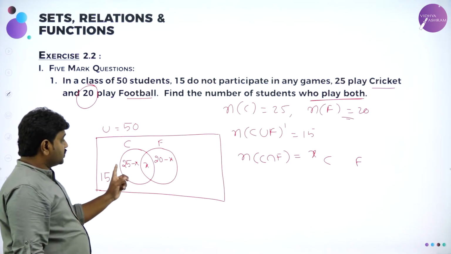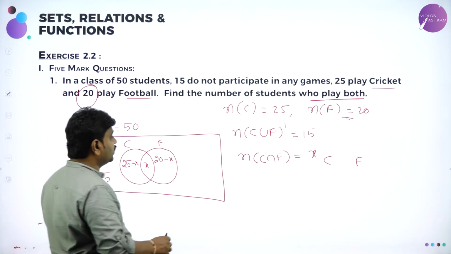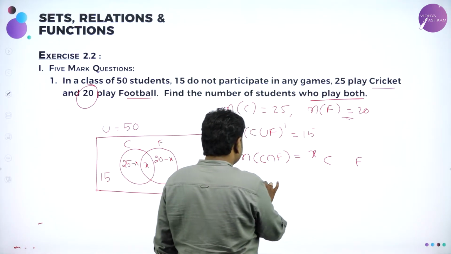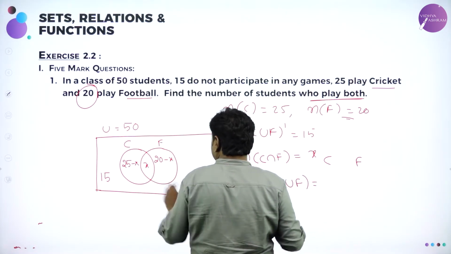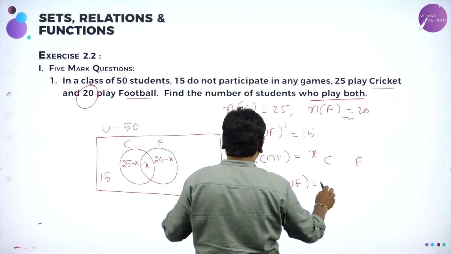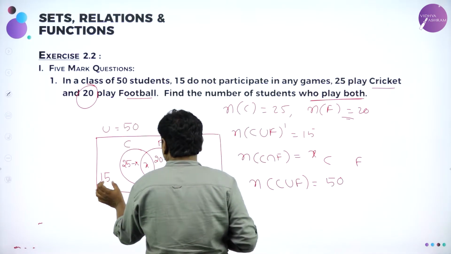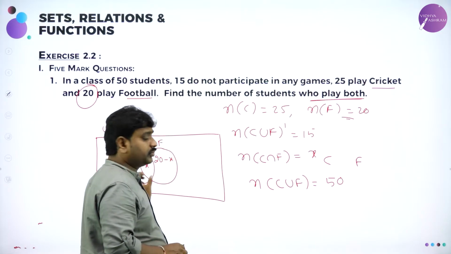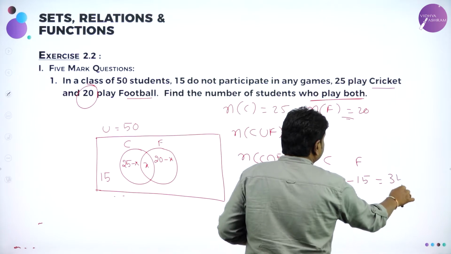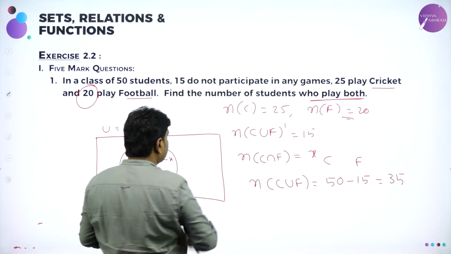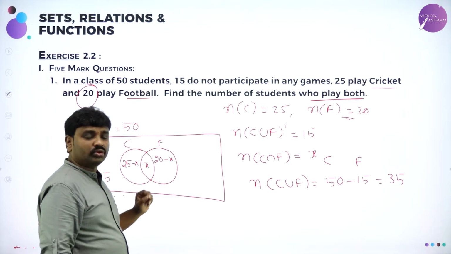Now, sum of all these things, see here, both put together, how many are there? C union F, means these two put together. How many are there? Out of 50 students, those who are present outside, you remove them. This will not play anything. 15, that will give you 35. 35 is the combination of both. 35 students are there in football and cricket both put together.